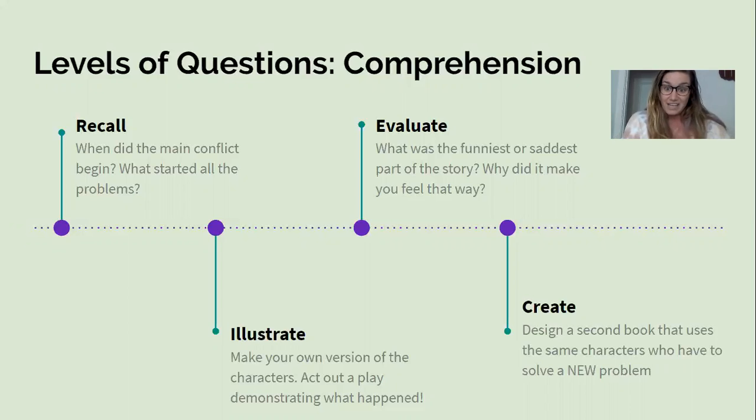So design a second book that uses the same characters who have to solve a new problem, or use the same characters to continue to solve the same problem. In our story that we read, we realized that the troll did not have any friends because he was ugly. Maybe though, in the second book, in my creation, I could decide that maybe it's not about how he looks on the outside. Maybe it's about who he is as a person, and he has to learn some lessons that way. Okay, this is a great way for you to implement morals and themes, as well as give your children some creative outlet for maybe a problem that they're having with a sibling.